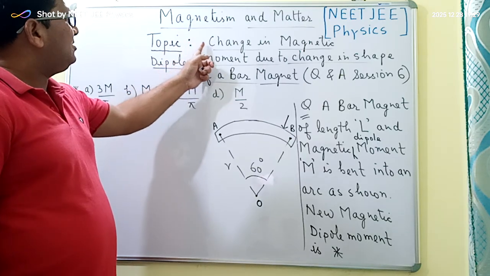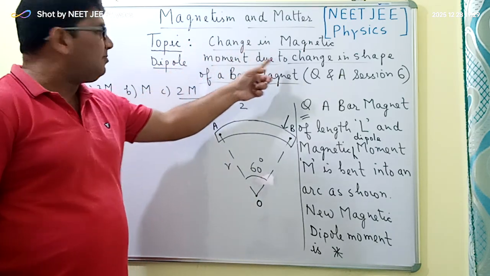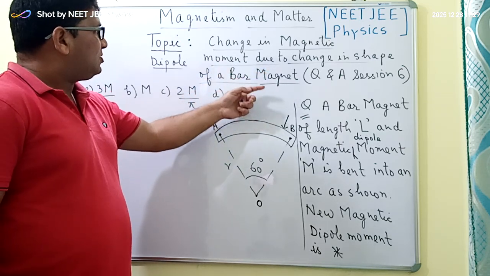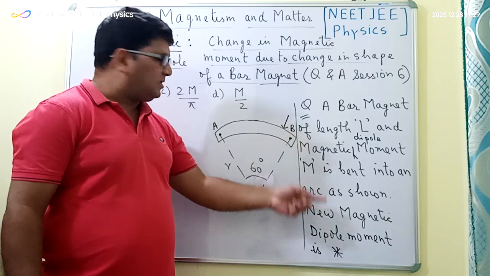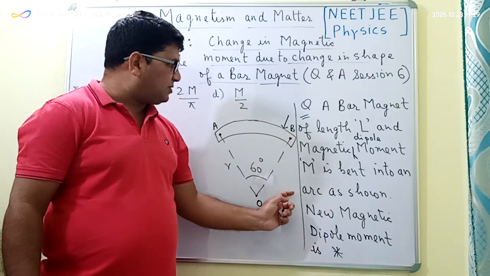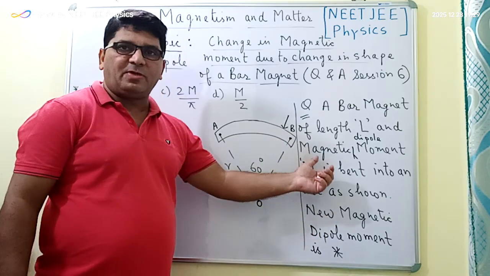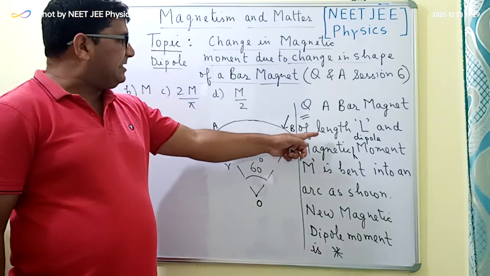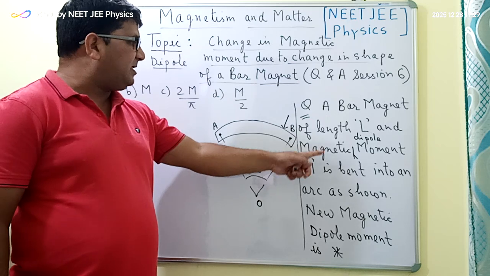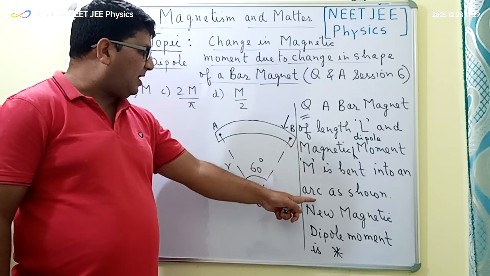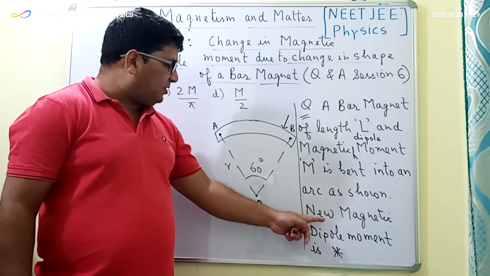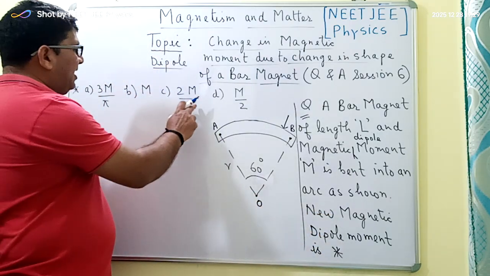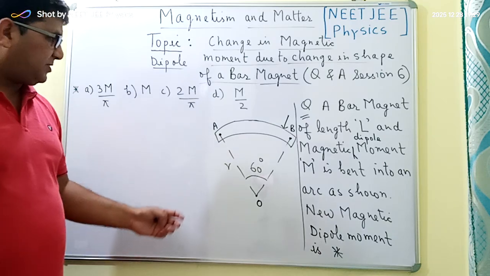The topic is the calculation of the change in the magnetic dipole moment due to the change in the shape of a bar magnet. Based on this topic, I have one question for this session, which is written here on this board, and this is the figure provided along with it. A bar magnet of length L and magnetic dipole moment capital M is bent into an arc as shown in this figure. We have to calculate the new magnetic dipole moment. We have four options here and we have to find the correct option.